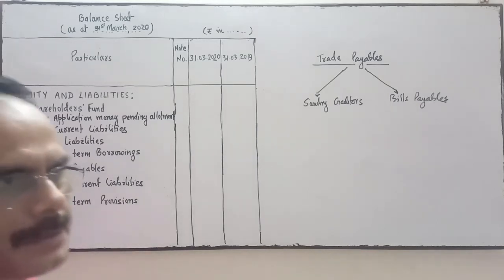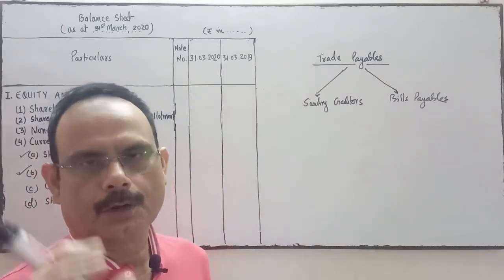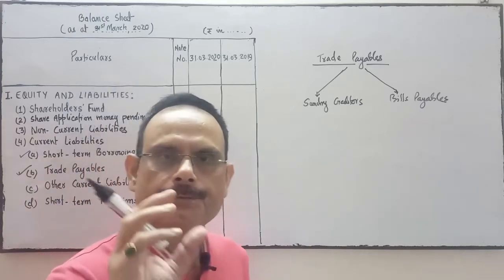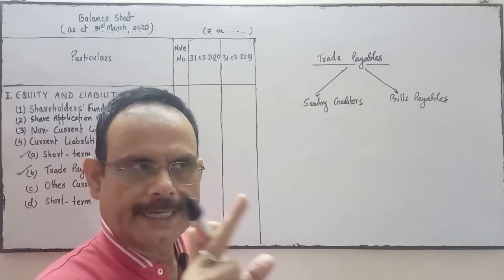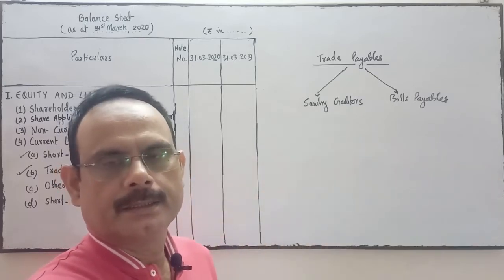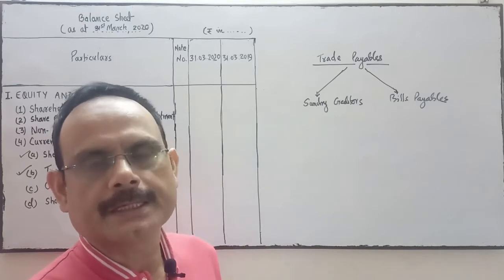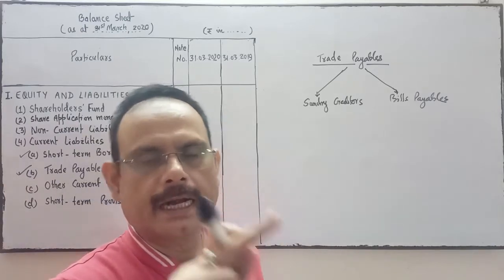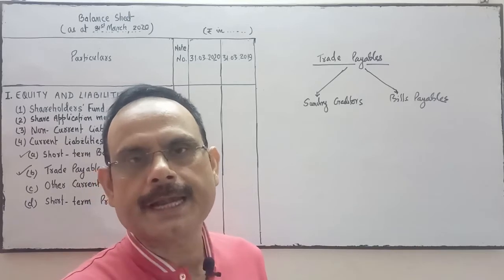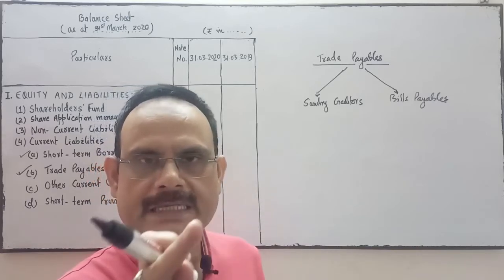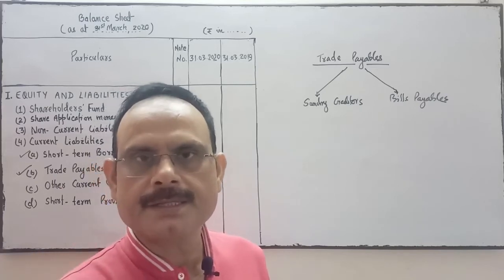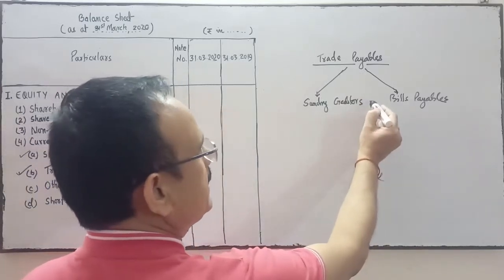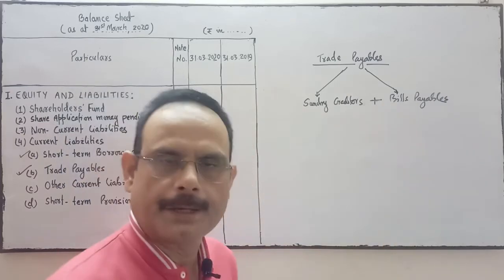Next is trade payables. When the company purchases goods or raw material on credit from the supplier and the amount has to be paid by the company within 12 months from the date of the balance sheet to the supplier, that due amount comes under the trade payables. Trade creditors and bills payable both come under the trade payables. So trade payables consist of trade creditors plus bills payable.